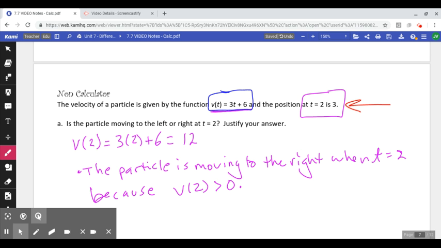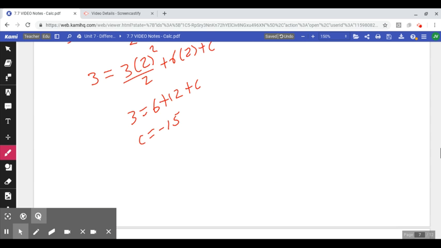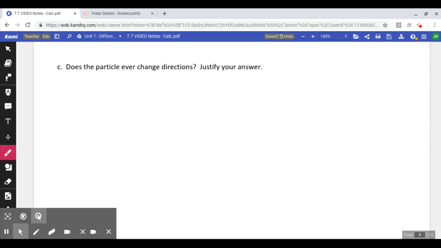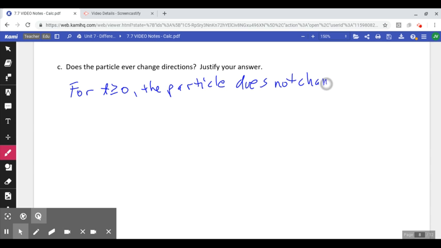And so you can see here that when t is positive, 3 times a positive number plus 6 is always a positive number. So we're not going to have any change in sign of the velocity. Therefore, the particle is not going to be changing directions for t greater than or equal to 0. So we're going to say that here. For t greater than or equal to 0, the particle does not change directions.